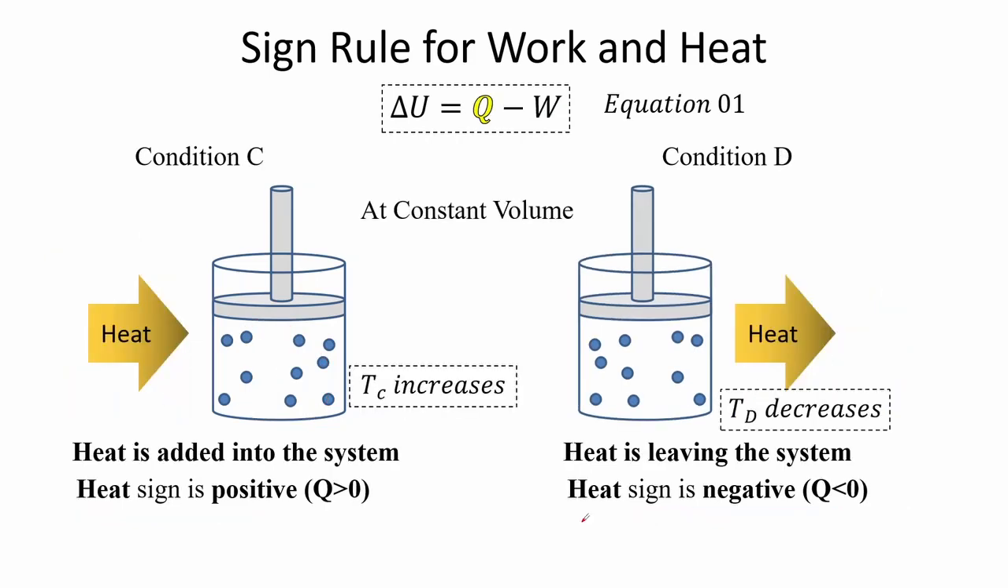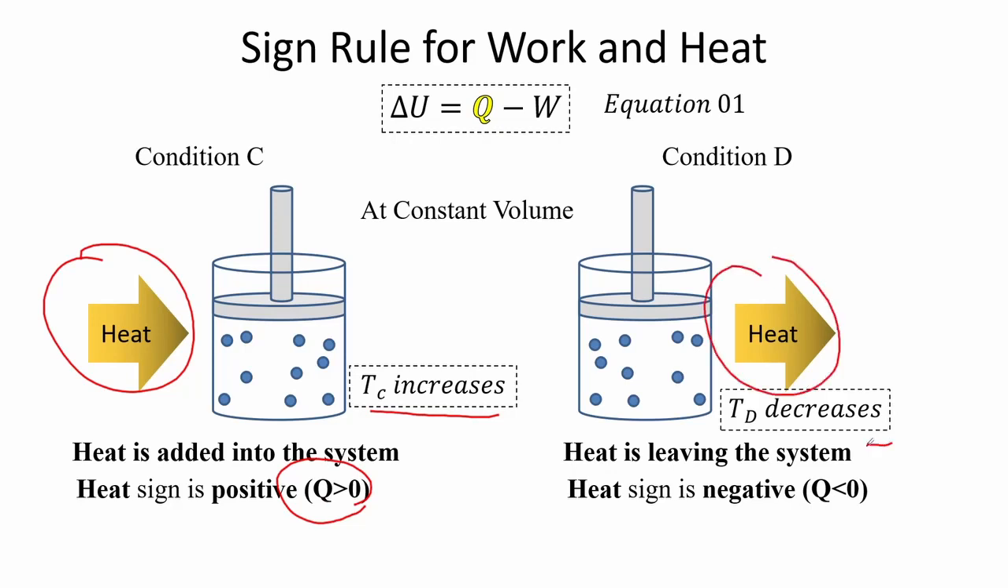Here we have the sign convention for the heat Q at condition C. The heat enters the piston system which increases the temperature. When heat is added, the heat is assigned a positive sign. At condition D, the heat leaves the system and the temperature decreases. When heat leaves the system, it is assigned a negative sign.